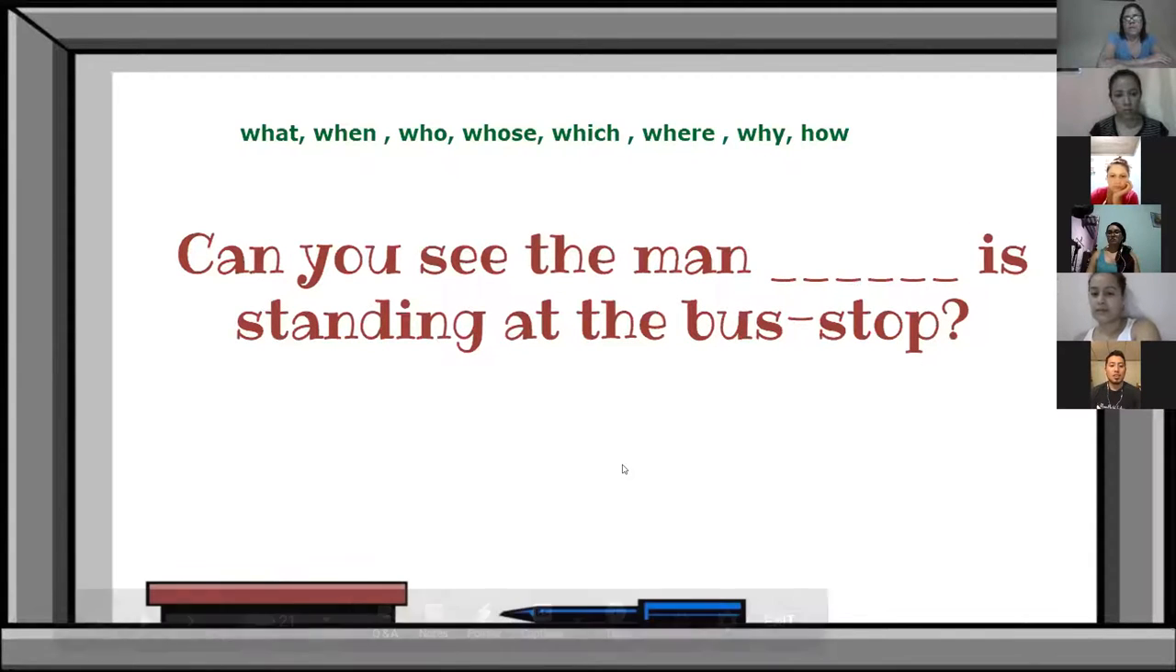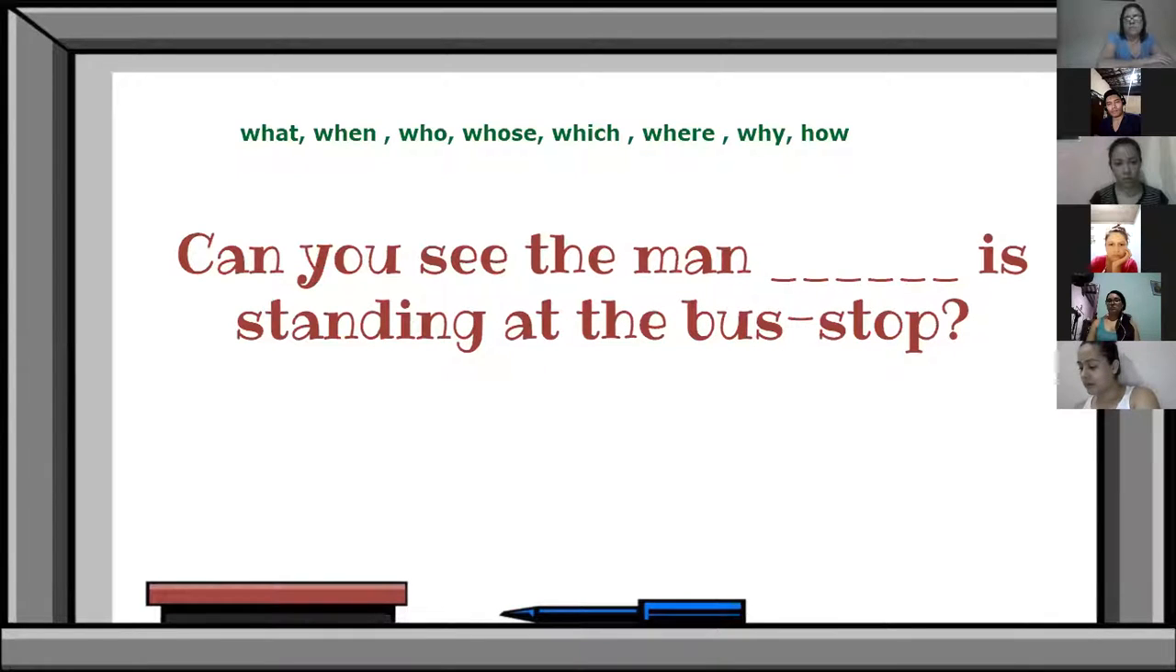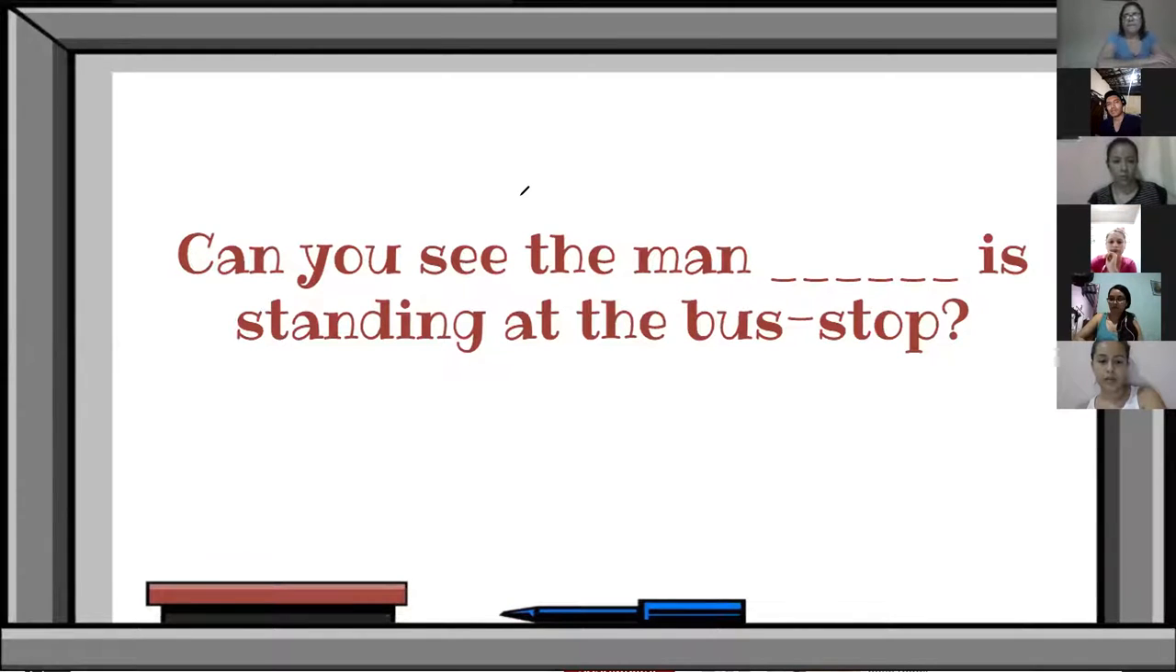Can you see the man who is standing at the bus stop? Okay, connect this, guys. This S with this other S here. So you make one S, right? Is standing. Say it. Is standing. Standing. Yes. Bus stop. Yes, very good. Okay.